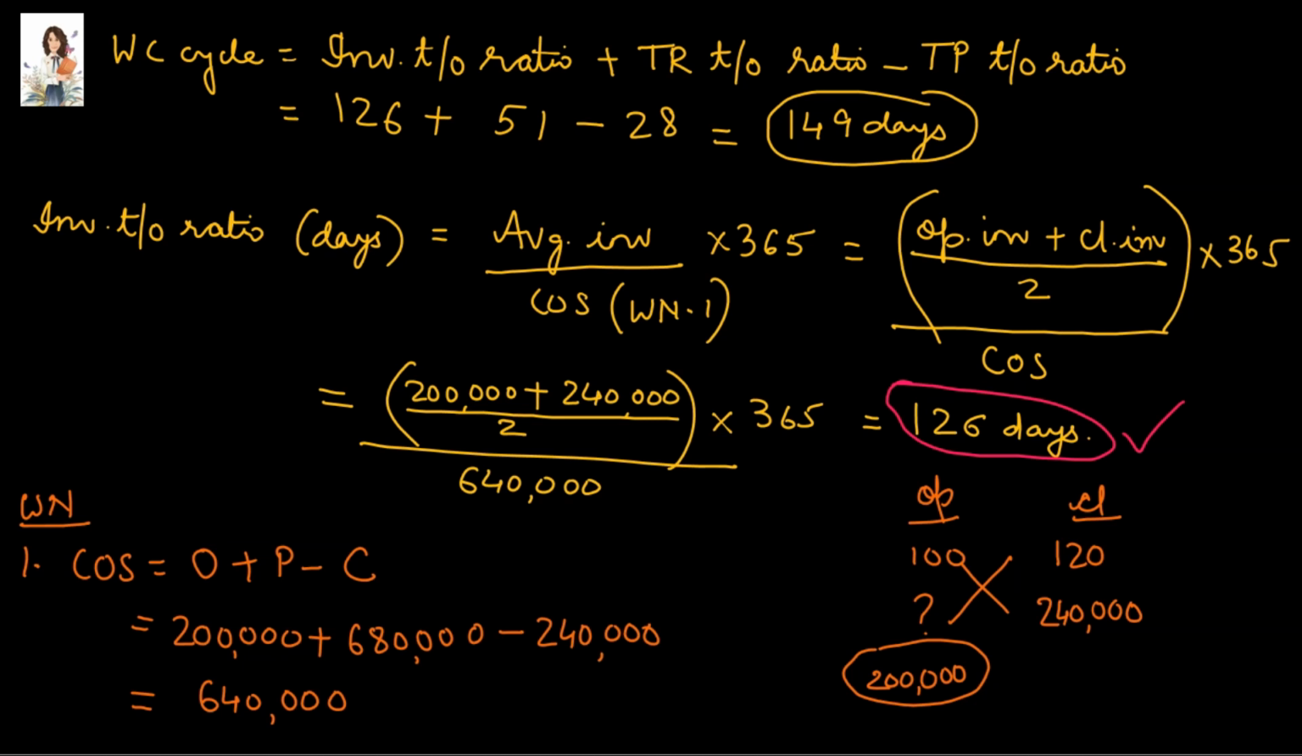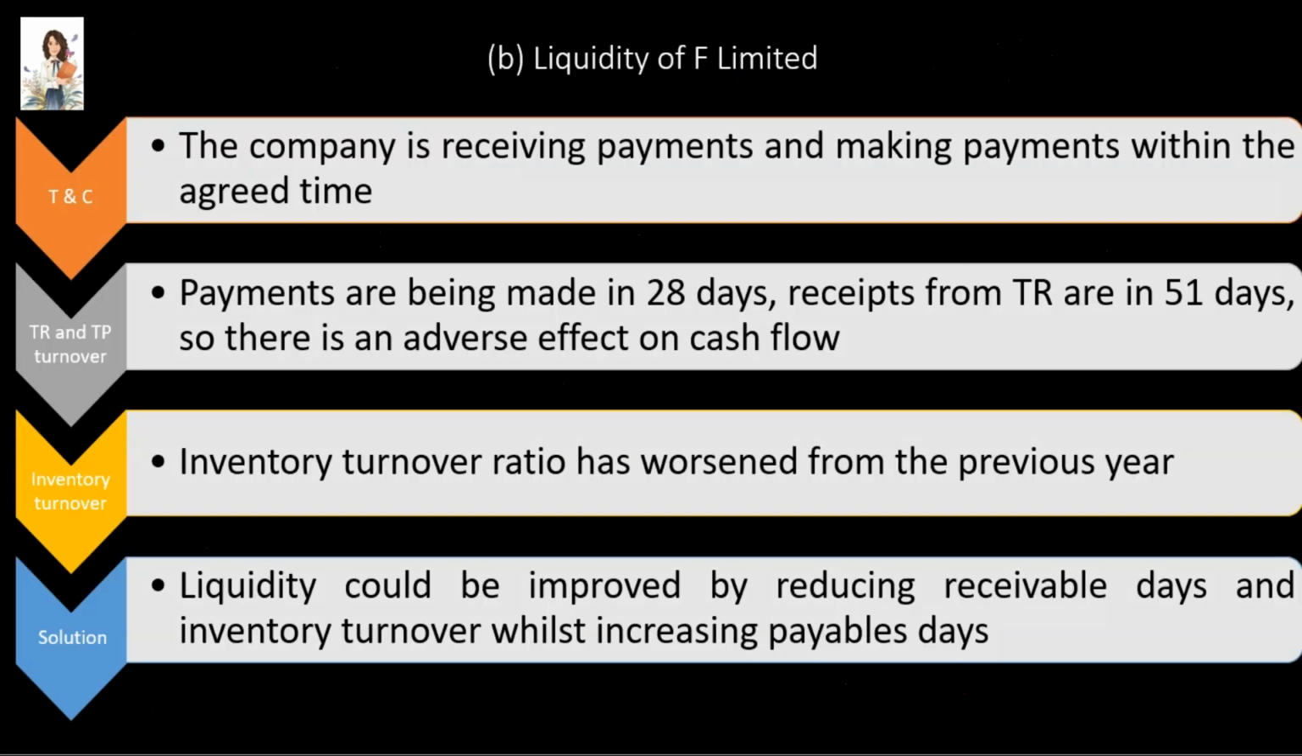So the inventory turnover ratio has worsened, leading to poorer liquidity. The only ways to improve the liquidity are to reduce the receivable days and the inventory days while increasing payables days. With this analysis, we have completed part B of the question.